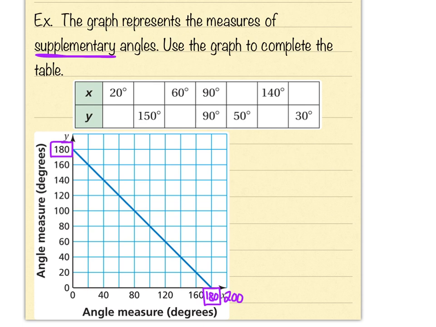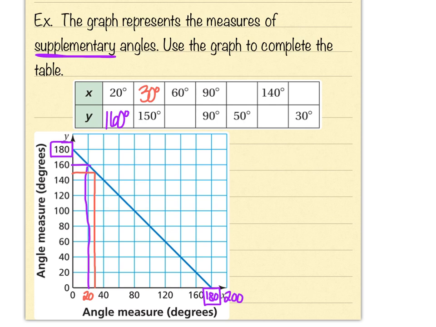And so to fill out this chart, it says when x is 20, go up here and hit the line, y would have to be 160. And then when y is 150, that would be here. x would be, well, if this is 20, then I guess that would be 30, right? And so I don't really need to use the graph, just like last time. I don't use the graph to fill out the chart. I'm just going to subtract whatever one of the angles is from 180 degrees.